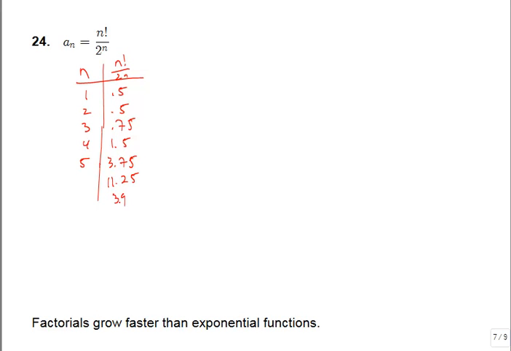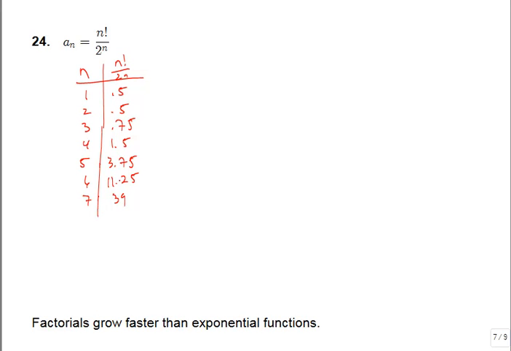So in our chart, you got 0.5 for 1, and then 0.5 again for 2, so that's when it was staying the same, and then 0.75, and then 1.5, and then 3.75, 11.25, 39. So these are getting very big very fast.